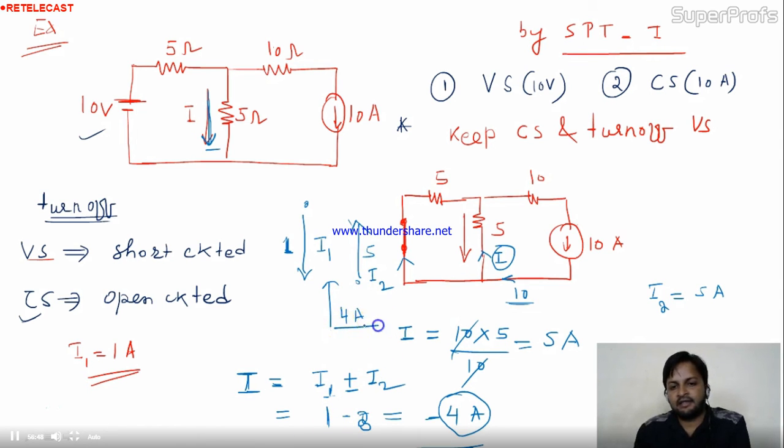This is our answer, that 4 ampere going down to up. But he already mentioned the current direction is from up to down. Means we'll tell the result is minus 4 ampere. Are you getting it? This minus 4 ampere indicates that the direction of current is not this, the direction of current is this. Is it okay to you people? This is all about the superposition theorem. Very easy, is it?